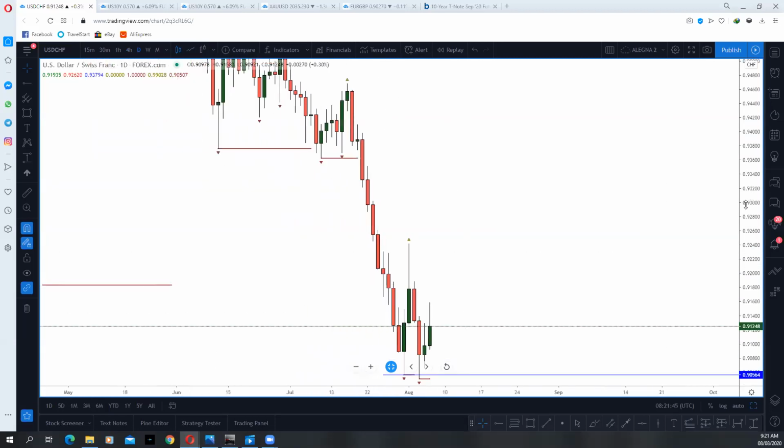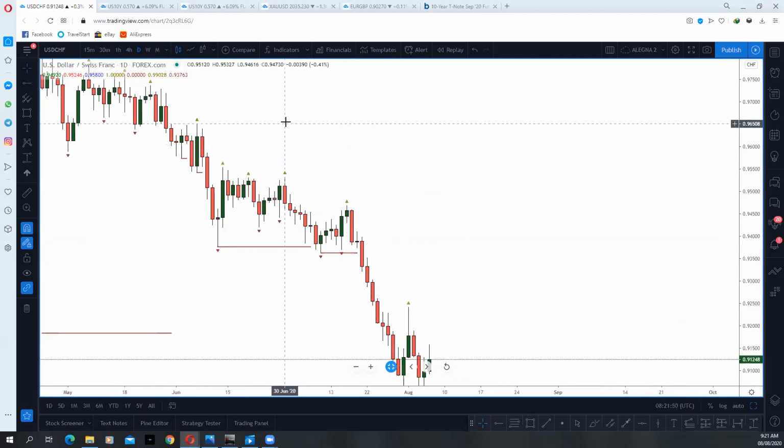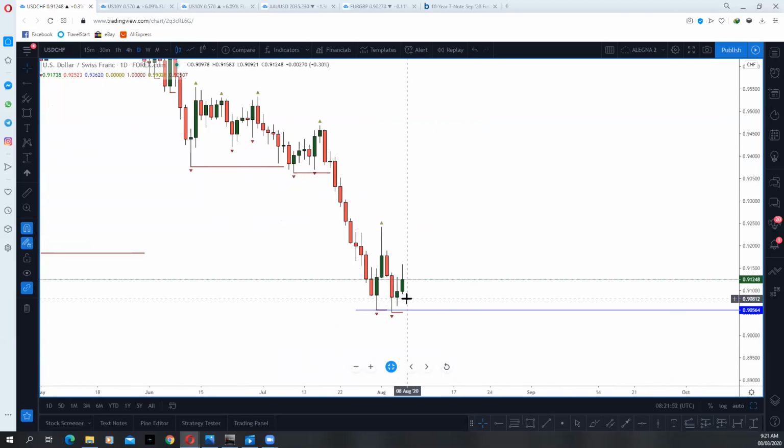So what would they now start hunting for? Liquidity here, liquidity here, liquidity here. Just because I said it doesn't mean you go and buy on Monday. You must be wise.